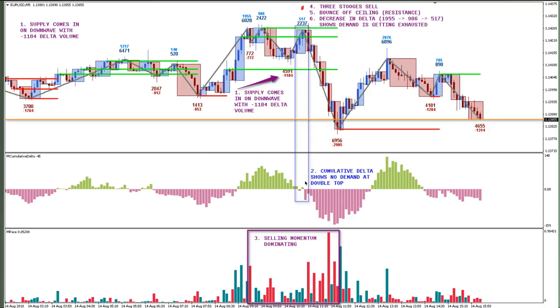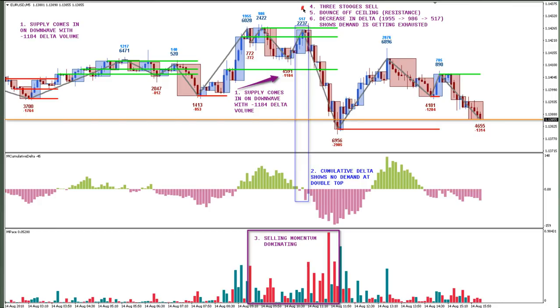We see that the cumulative delta at this double top shows no demand. So we made a top here, here made a second top. So here we had demand. Here, no demand. Right here, no demand. And this confirms that the supply came in here. There's no demand. The M-Pace momentum shows selling is dominating in this area. It does show that it's dominating.